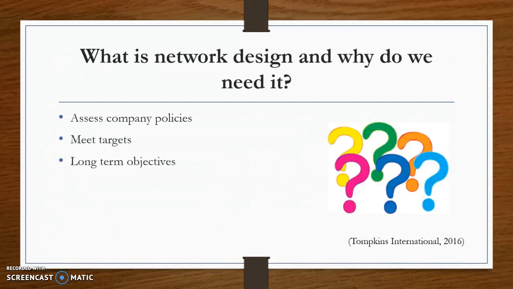What is network design and why do we need it? Well, the primary purpose of supply chain network design is to assess a company's policies and programs to meet the targets to accomplish the long-term strategic objectives of the company.